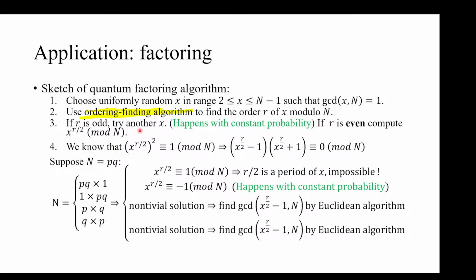And here comes a bit of the calculation. We know that x to the r over 2, squared, equals 1 mod n, because this thing squared is just x to the r, and we know x to the r equals 1 mod n. That's how the order is defined. So we have this x to the r over 2 squared equal to 1, and we can move this 1 to the other side and try to factor this thing. So x to the r over 2 minus 1 times x to the r over 2 plus 1 will be 0 mod n. So this is a multiple of n.